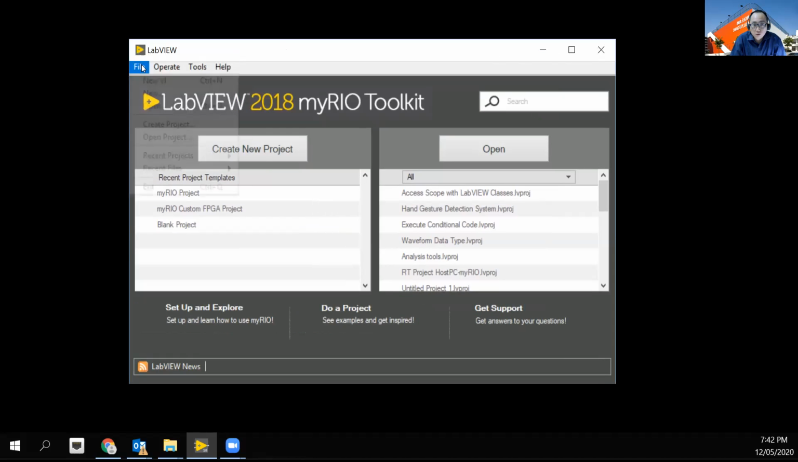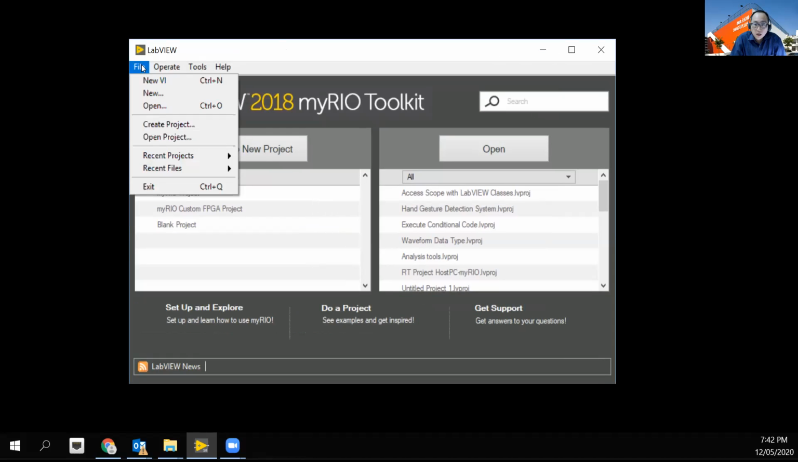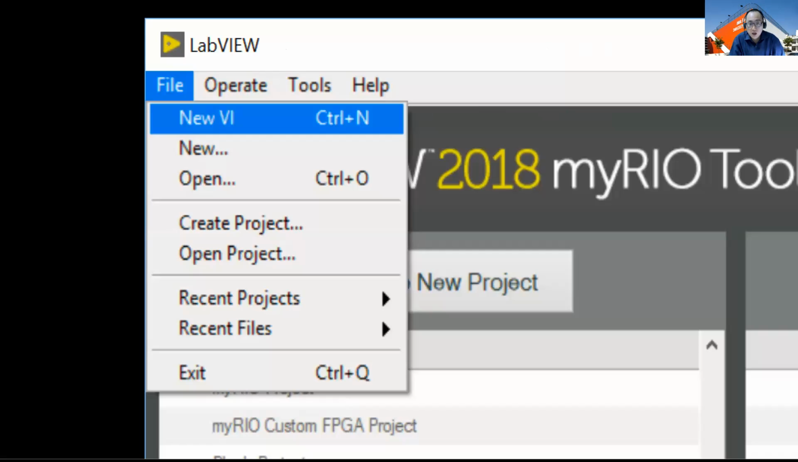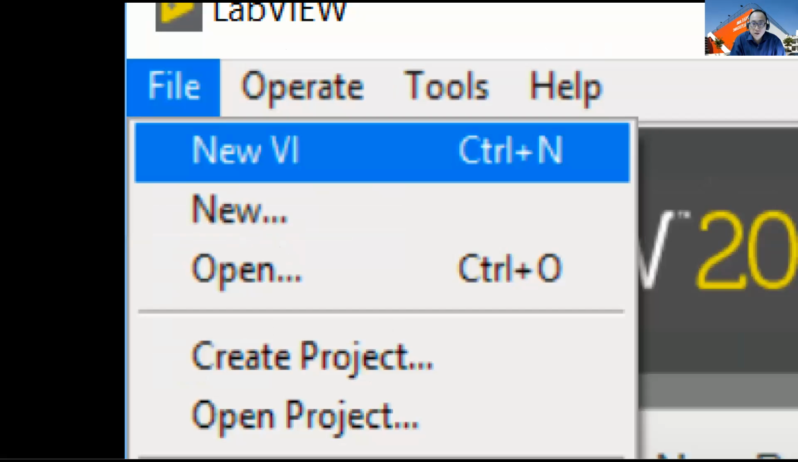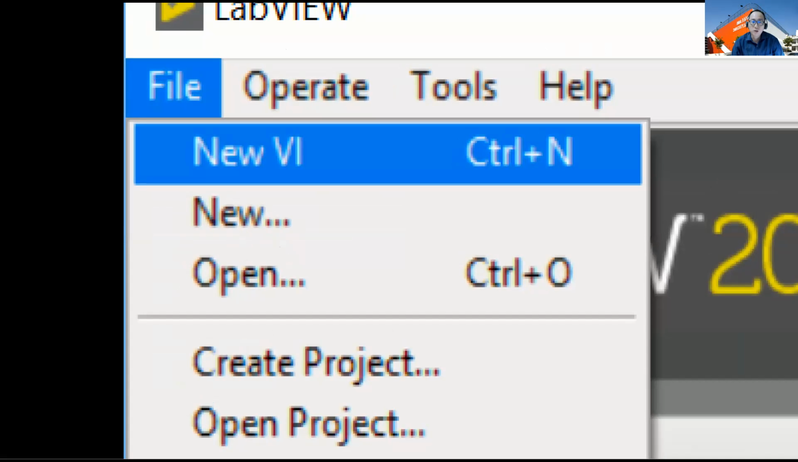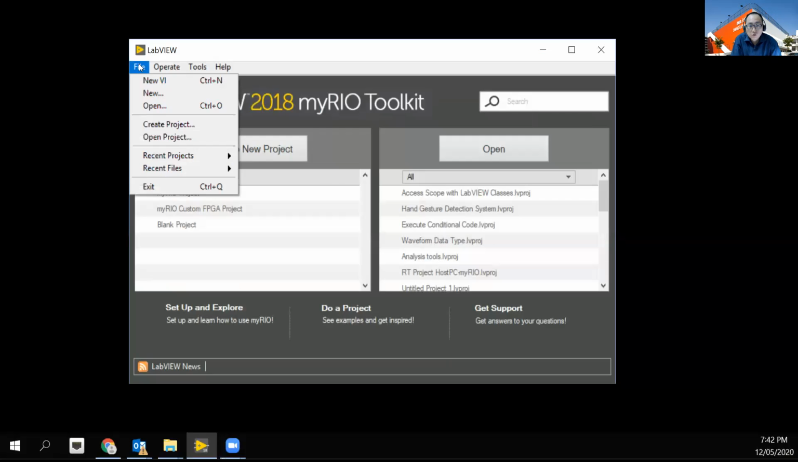Can you go to File? Can everybody do that? Can you click on this thing called New VI? Look at my screen, this one. Okay, I'm typing: File, New VI. What do you all see?